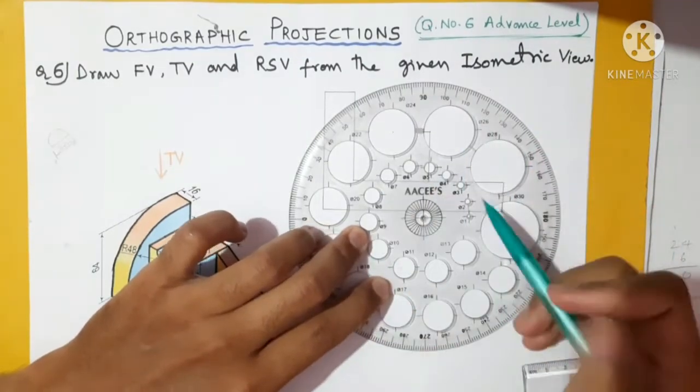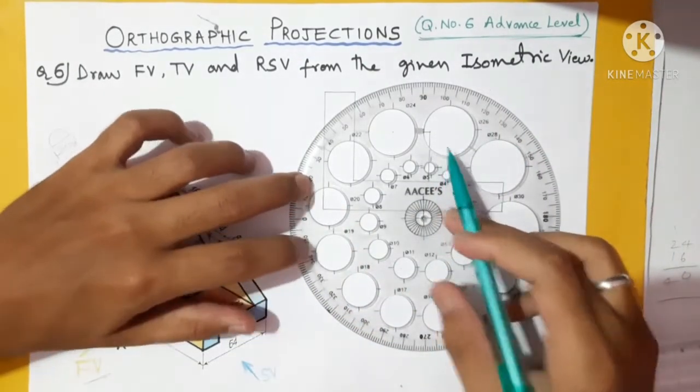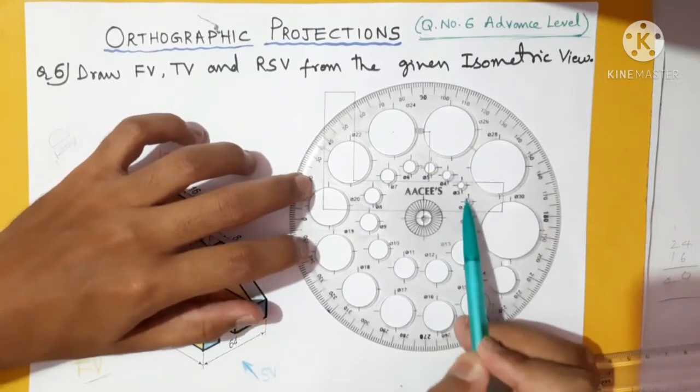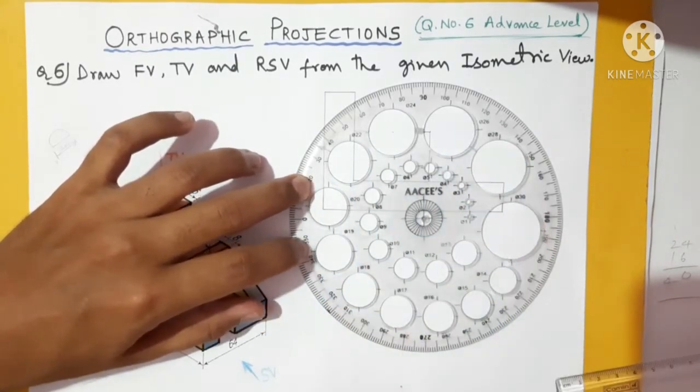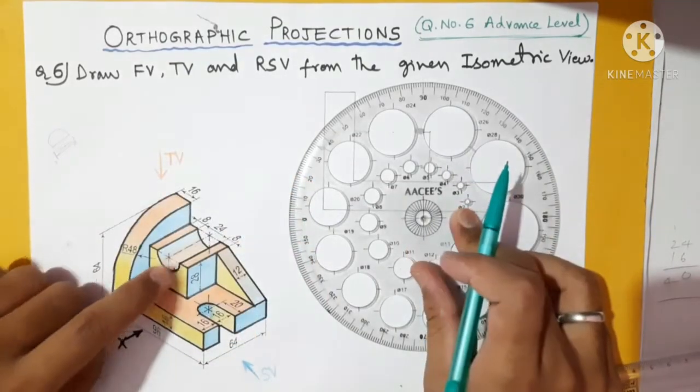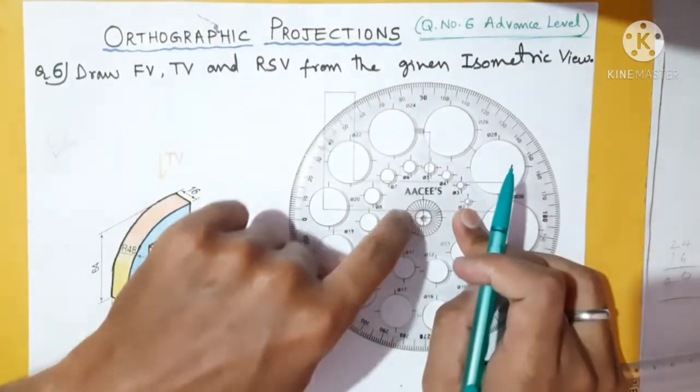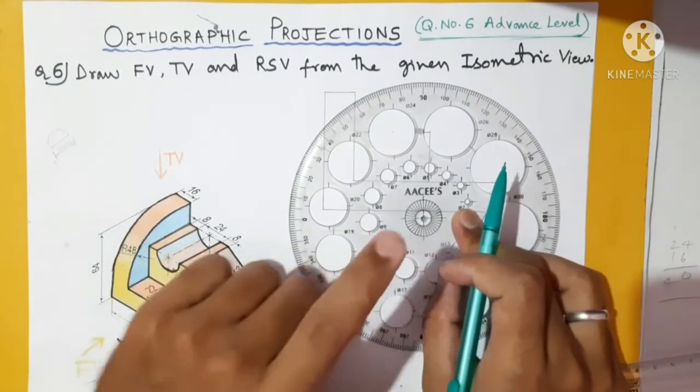Here is the pro circle. This is called pro circle. It has so many diameters, such as from diameter 1, 2, 3 till 13, then here 14 to till 30. So this is in terms of diameter, by the way. Some pro circle will come in terms of radius. This is in terms of diameter.